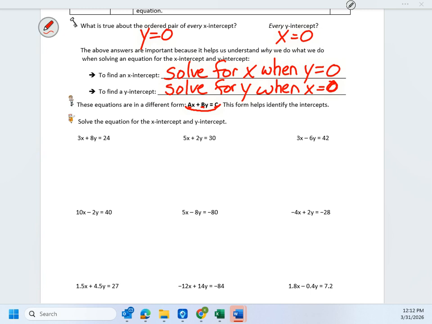So think about what it says to find the X-intercept. We're solving for X when Y equals 0. How do you think I want to set up my equation for the X-intercept? And we want to label that this is the X-intercept because we're also going to be doing the Y-intercept.